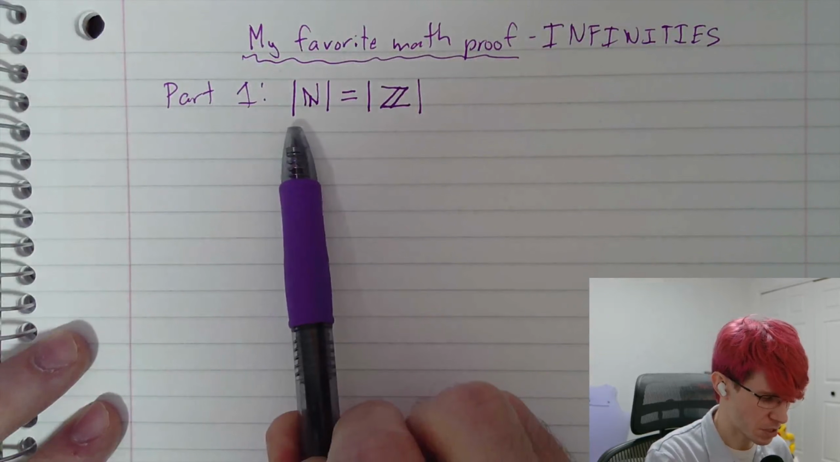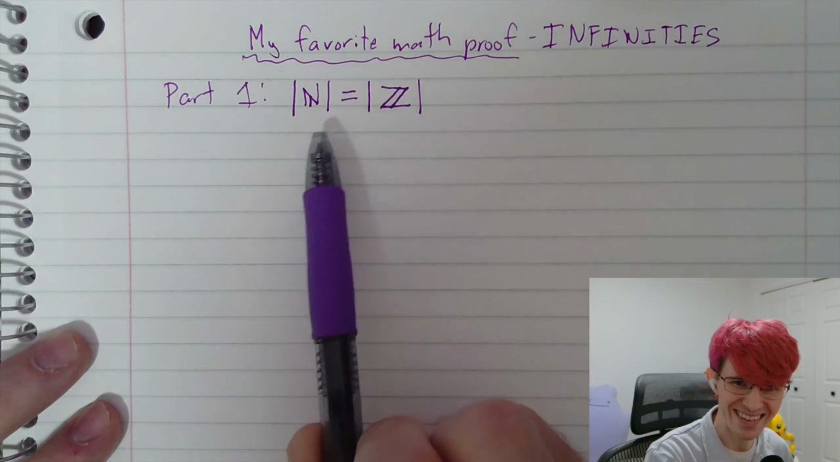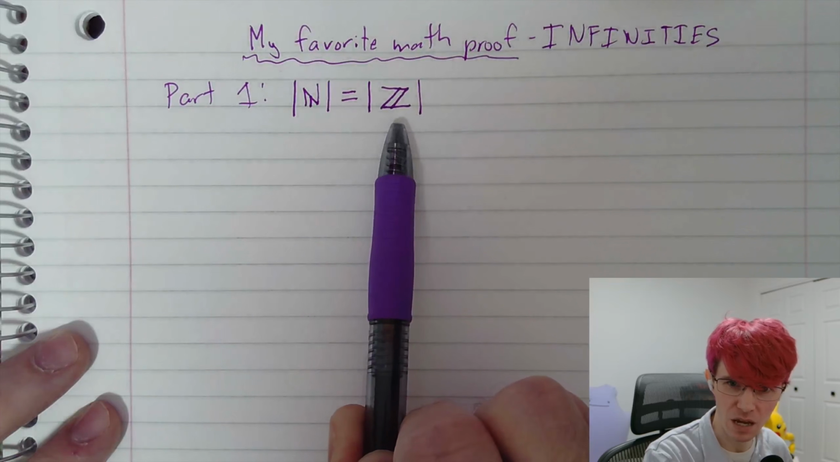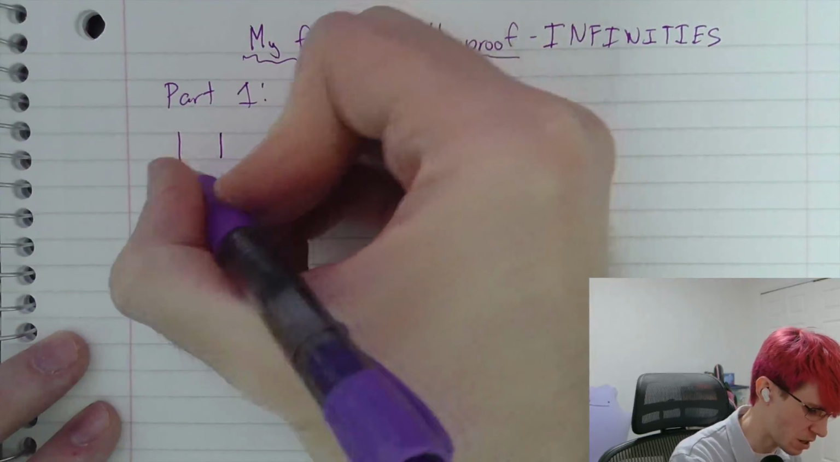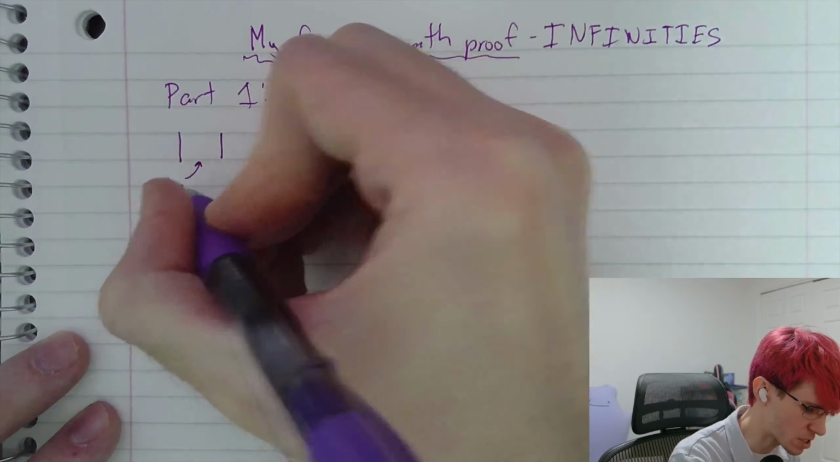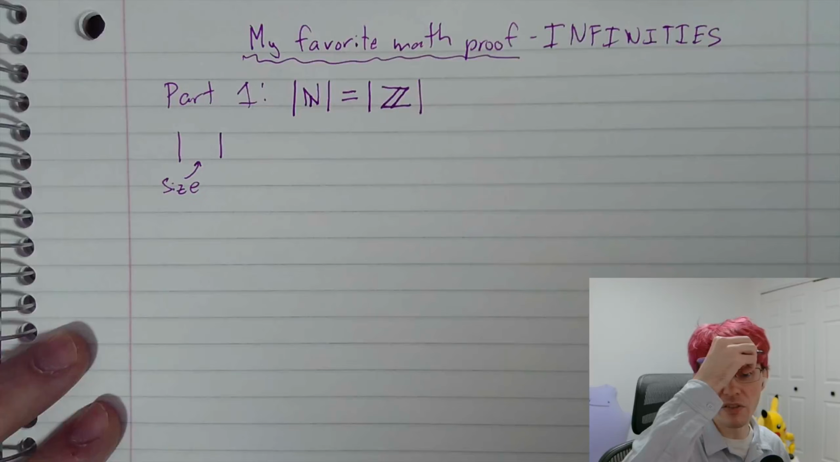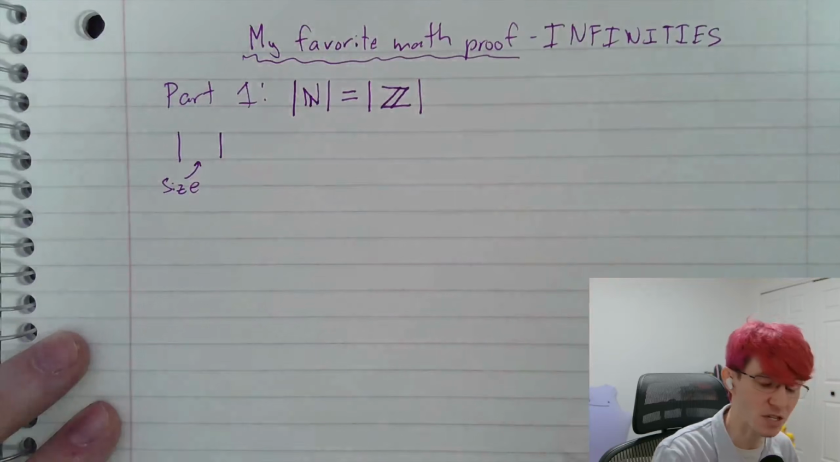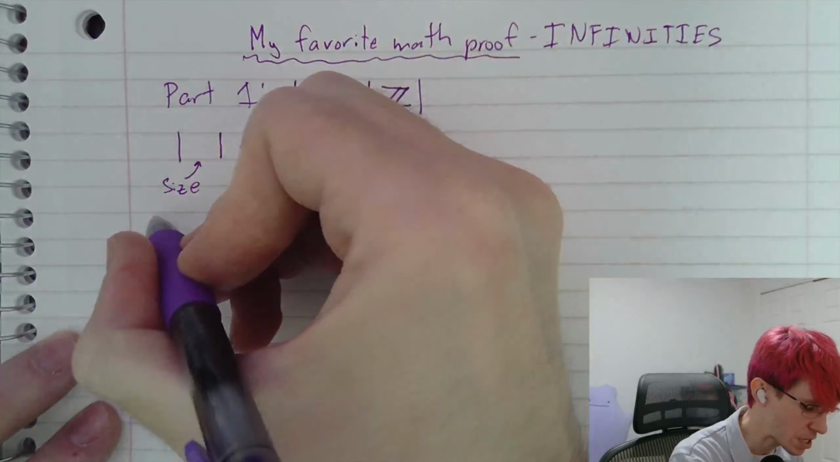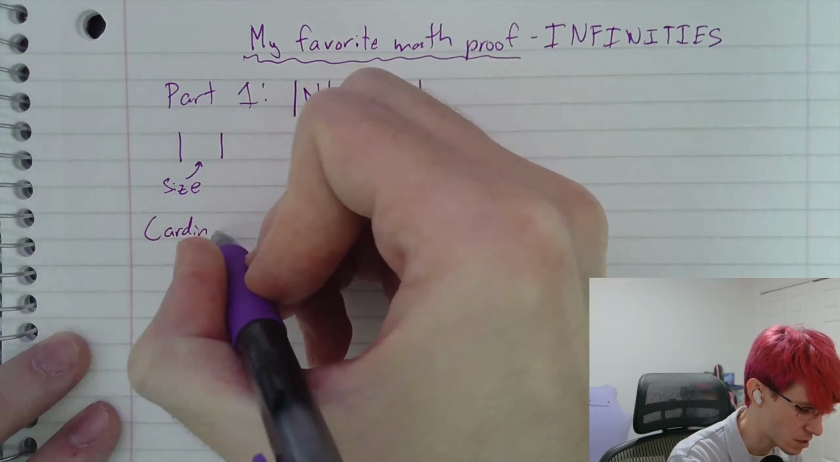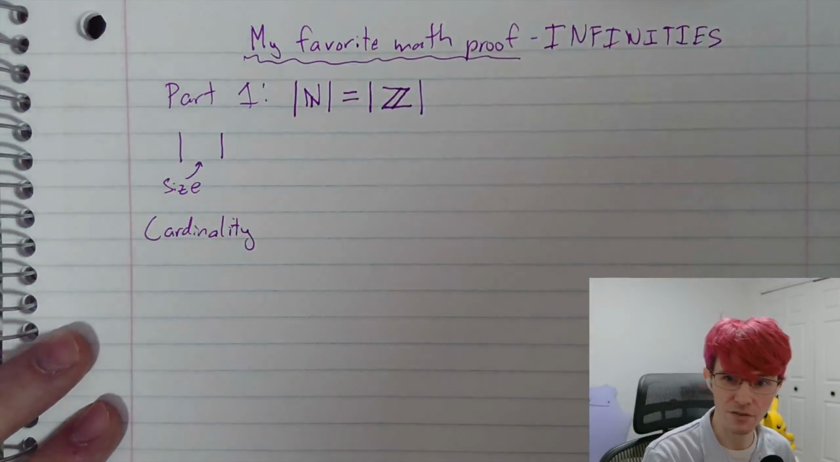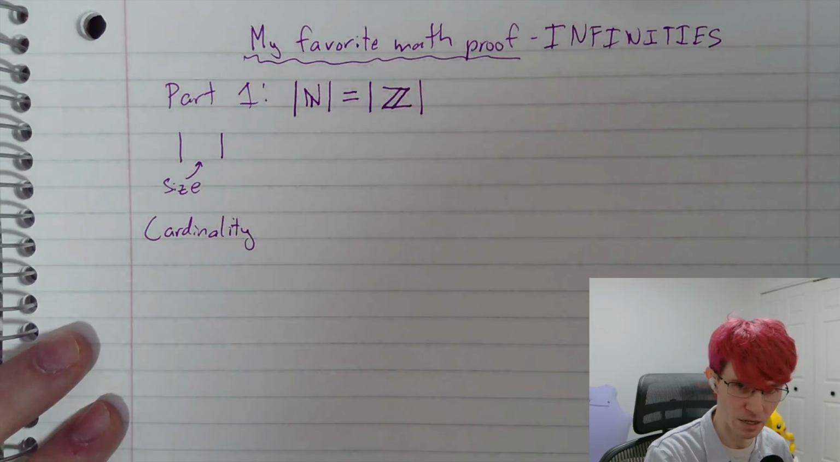So part one is going to say this statement right here, which says that the size of the natural numbers is the same as the size of the integers. This symbol right here is talking about the word size. You've probably heard this as absolute value. The fancy name for size, when you're talking about infinities, is the cardinality. So the cardinality of an infinite set is how big it is.